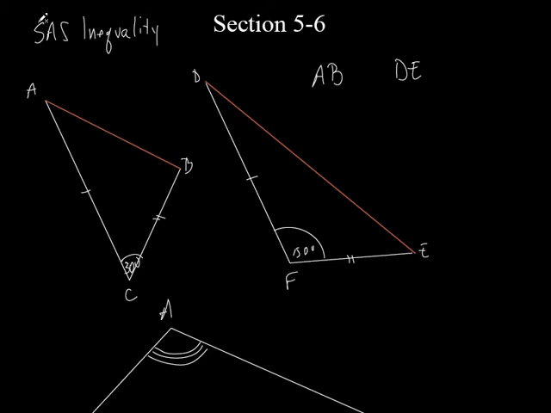Side angle side inequality. So what does that mean? It means the two sides are equal to each other. These two sides are equal to these two sides. And what's true about the angle, though? They're unequal, aren't they? That's where your inequality comes in. That's the theorem that I taught for years and years.